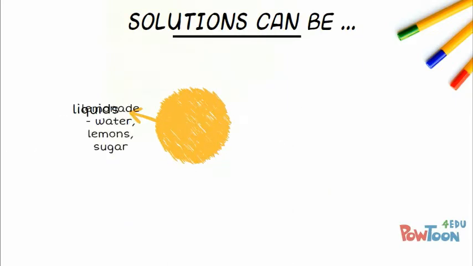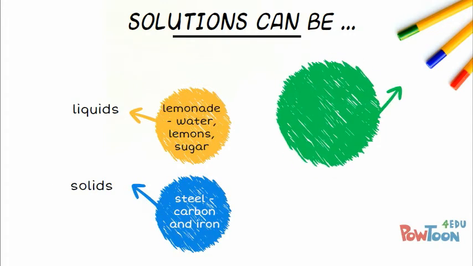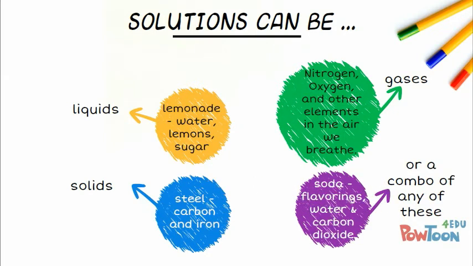Solutions can be liquids. For example, lemonade is water, lemon juice, and sugar, but they can also be solids, like steel, which is made of carbon and iron, or gases, like the air we breathe: nitrogen, oxygen, and other elements, or even a combination of these, such as soda with flavorings, water, and carbon dioxide.